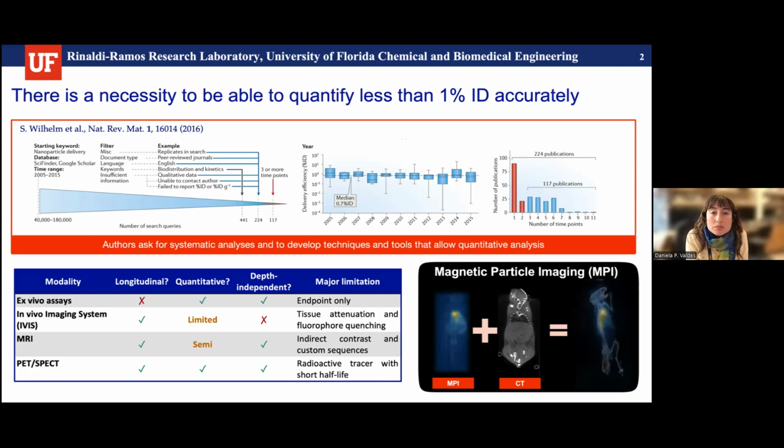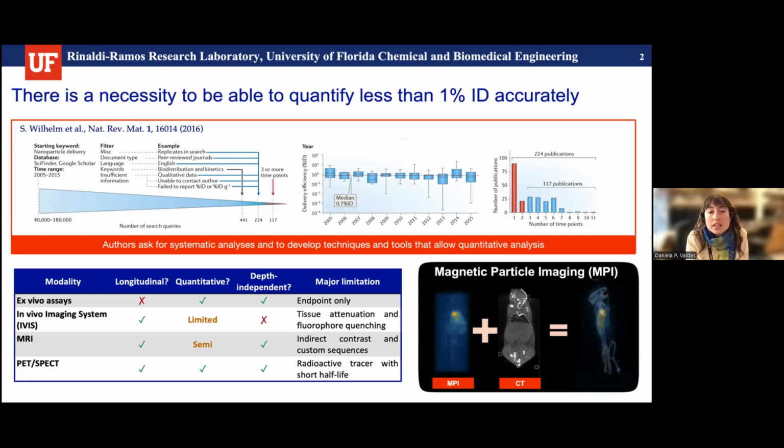And one problem that the authors of this review that I'm showing here pointed out is that only a very small amount of the reports contain more than 3 time points for imaging, and not all of this is quantitative. It's mostly qualitative data. So they ask all of us for thematic analysis and to develop techniques and tools to be able to do quantitative analysis. And that's where magnetic particle imaging comes in.